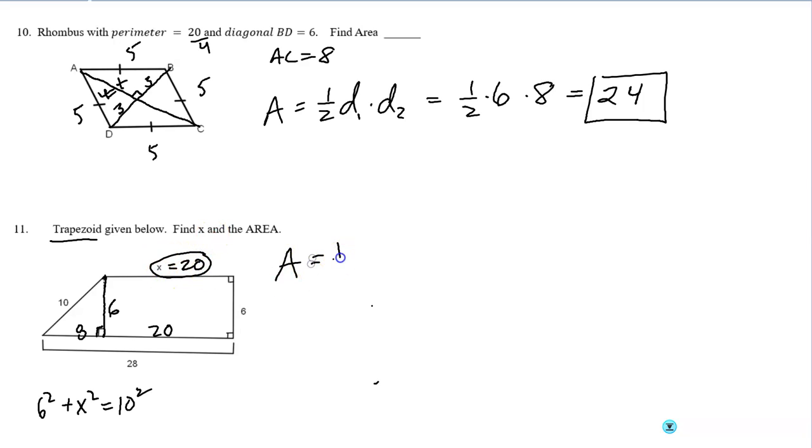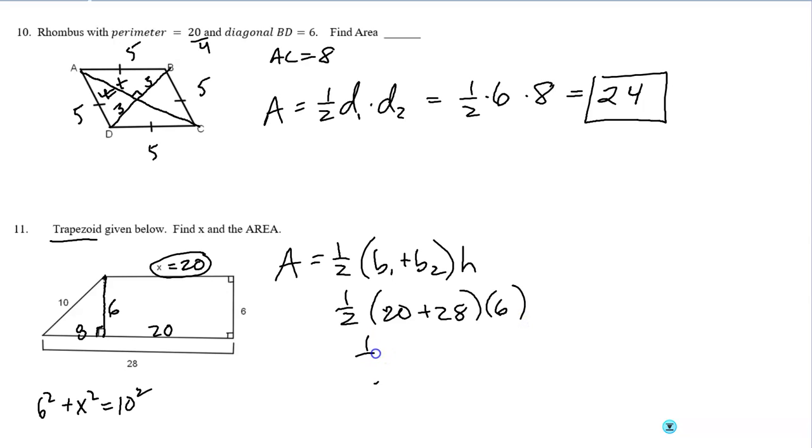And then remember, the area is 1/2 base 1 plus base 2 times height for a trapezoid. So we've got our 2 bases, 20, and the whole thing, 28. So 20 plus 28 times the height was 6. So I did do a little work there, but it wasn't terrible. All right, so then we end up with 144 for our area.